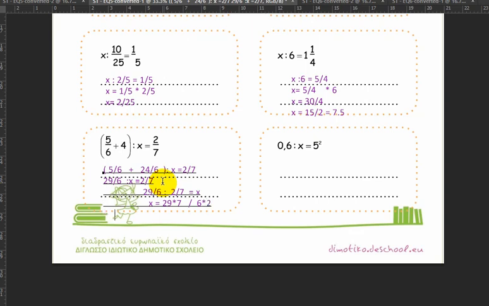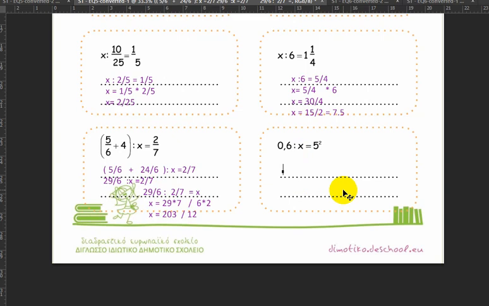So x must be equal to 29 times 7, which is going to give us 203 over 12. And can that be simplified? Can't be divided. No, I don't think it can. Yeah, it can't. So 203/12 is our final answer.